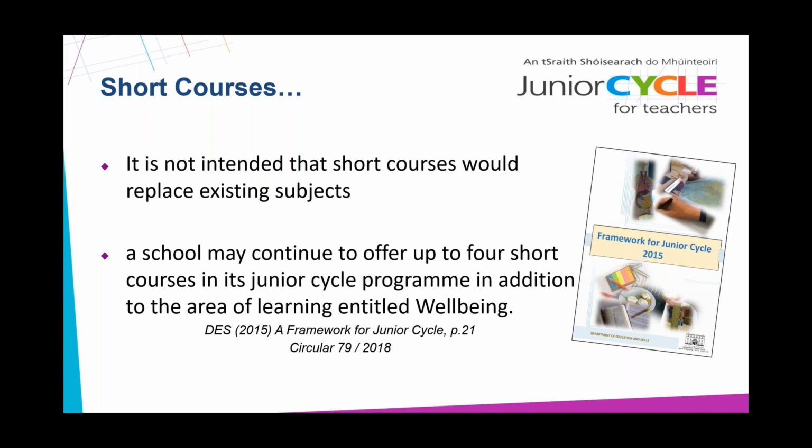How many can we have then is another question that a lot of schools might have. Again, the framework is very clear on this, that a school may continue to offer up to 4 short courses in its junior cycle program, in addition to the area of learning entitled Wellbeing. Now, to offer up to that maximum of 4 as well as Wellbeing, there are a certain number of subjects that can be offered. We have a slide coming up shortly to look at options for timetabling and structuring the curriculum that could allow for different numbers of short courses to complement a number of subjects that a school might offer.